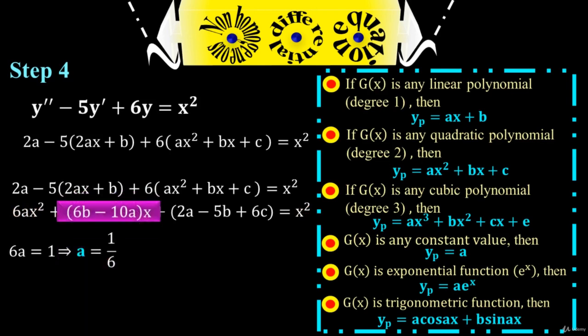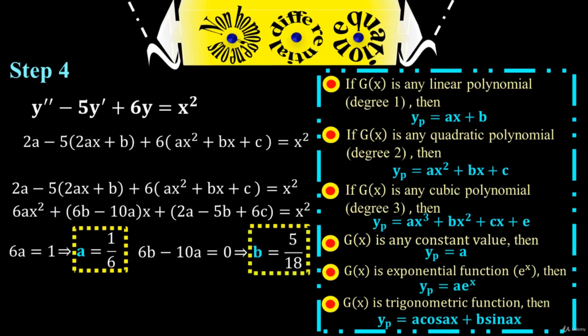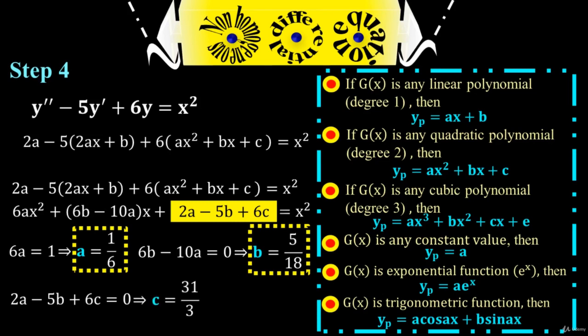Now compare the x terms. On the right side I don't have any x terms, I have only x squared. So 6b minus 10a equals 0, because there is no x term on the right side, which implies that b equals 5 over 18. This is a and this is b. Now look at this expression here, 2a minus 5b plus 6c. It's a pure constant expression. On the right side I don't have any constant. Therefore 2a minus 5b plus 6c equals 0. Substitute the values of a and b in this equation to get c equals 31 over 3. These are the values of a, b, and c.